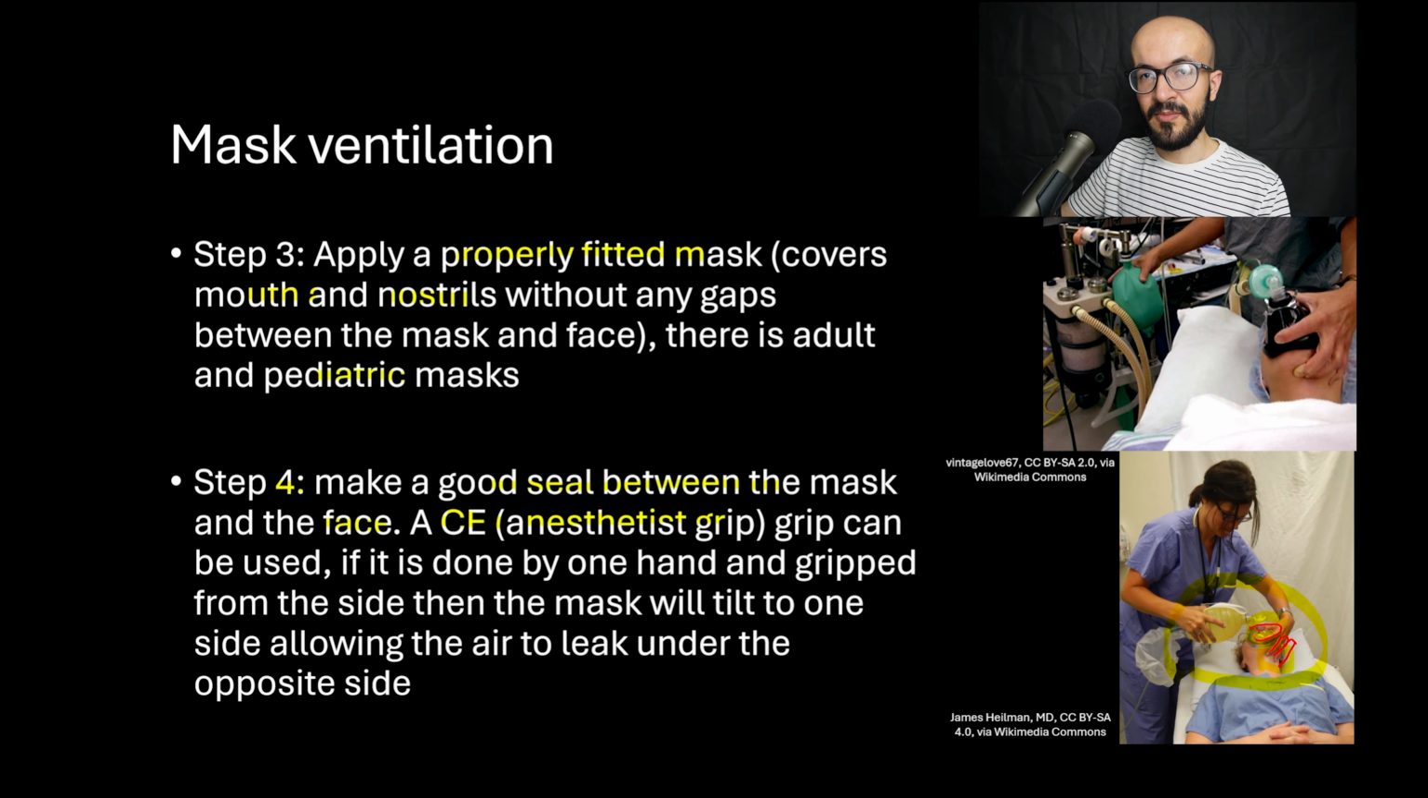Now, the CE grip can be done with 1 hand or 2 hands according to how many emergency providers you have. So if it is done by 1 hand and gripped from the side, then the mask will tilt to one side, allowing the air to leak under the opposite side, such as you can see in this picture here. So the mask is held with a CE grip from this side, and the mask will tilt from this side upward, allowing the air to escape this way.